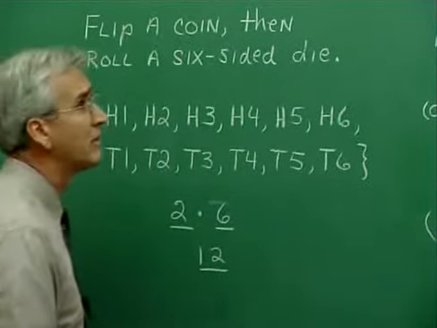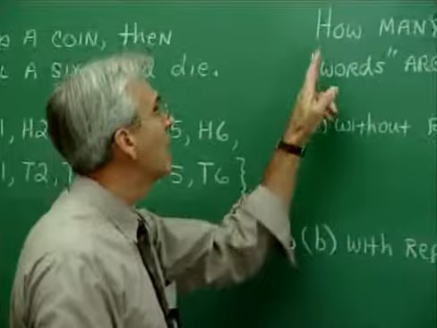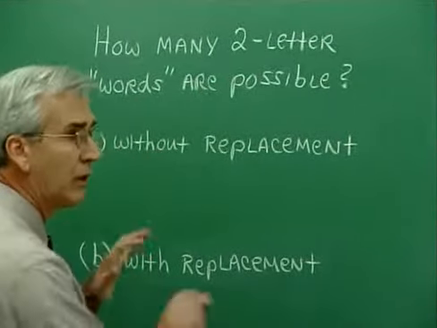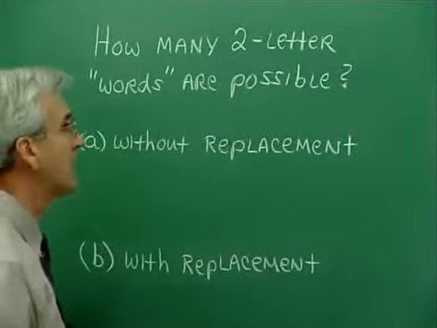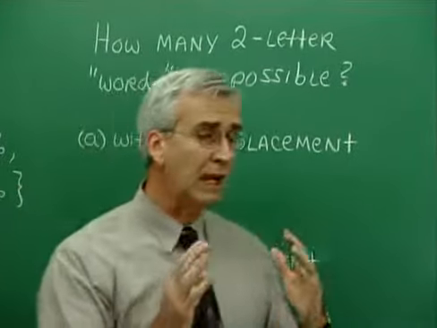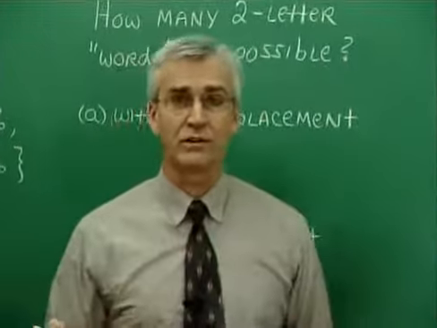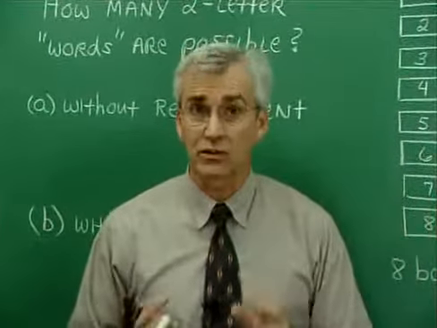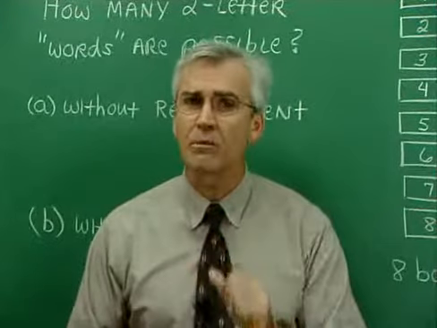Here's another situation. Suppose we want to determine the number of 2-letter words that are possible. Now we're using letters of the alphabet, and we'll just say that any 2-letter combination forms a word. All right? Even if it's AB, that's a word. Okay. Now, how many are possible?